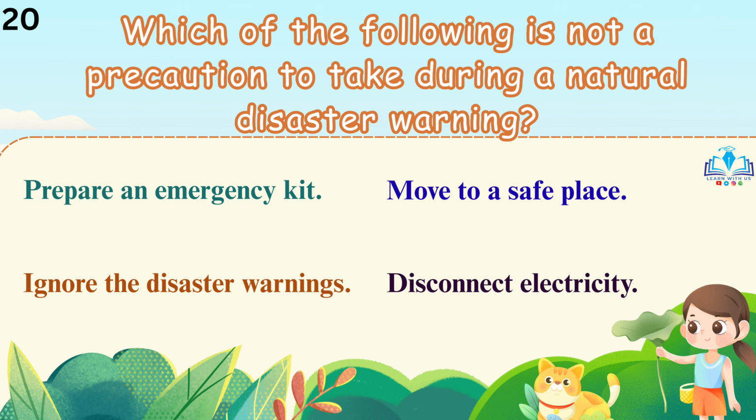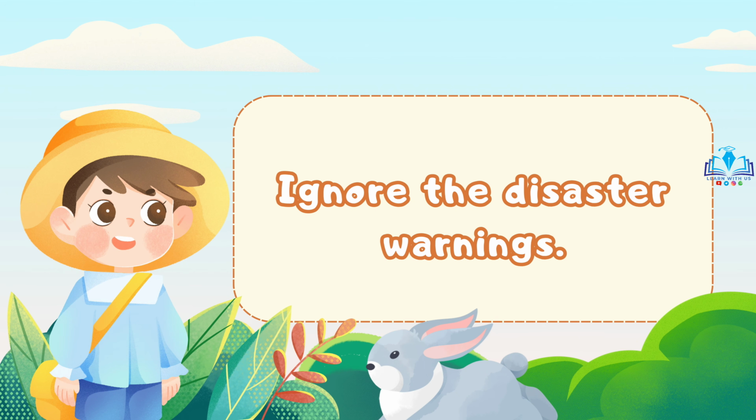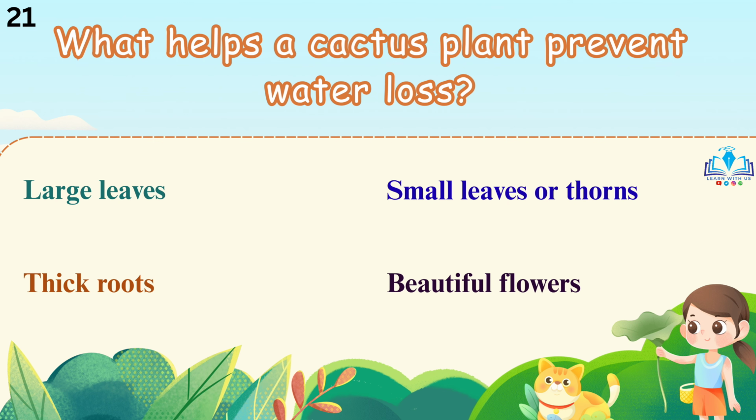Question 20. Which of the following is not a precaution to take during a natural disaster warning? A. Prepare an emergency kit. B. Move to a safe place. C. Ignore the disaster warnings. D. Disconnect electricity. Answer C. Ignore the disaster warnings.